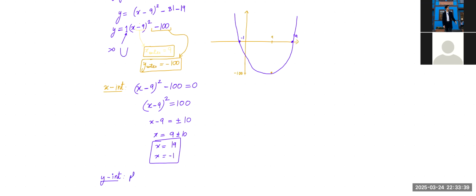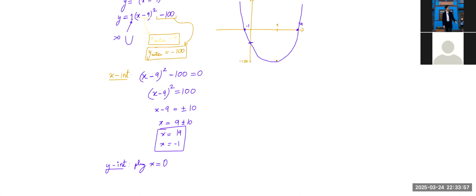It's either 19 or minus 1. That's the x-intercepts. For the y-intercept, you have to plug in x equals 0. We're finding the place where the graph hits the y-axis. So we're trying to find what the y value is when x is 0.